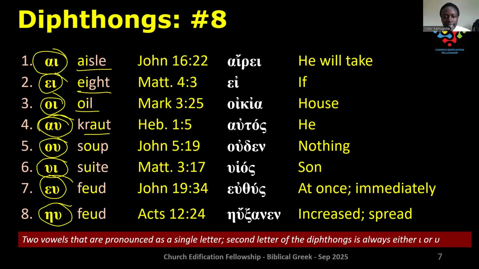So those are letters that are pronounced as a single letter. There are two vowels, and the last vowel must be an iota or upsilon. These are verses that I would want us to look at to appreciate this particular point. Let me get to my Bible.